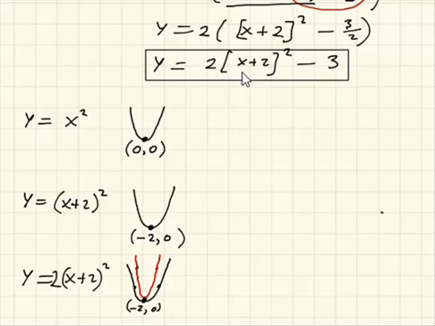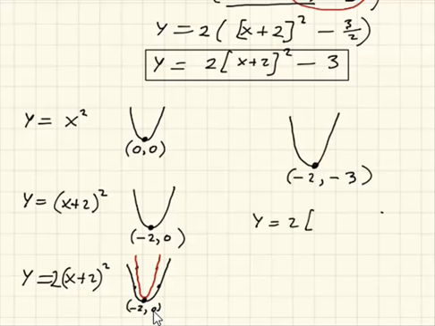And finally, the minus 3. We've come across this before. All that does is move the whole graph down by 3. So the latest version of our graph is the red version. If we just imagine that being moved down 3 places, it goes to minus 2, minus 3. So the final answer would be a thinner graph that goes down to minus 2, minus 3. And that's y equals 2 times x plus 2, all squared, minus 3.